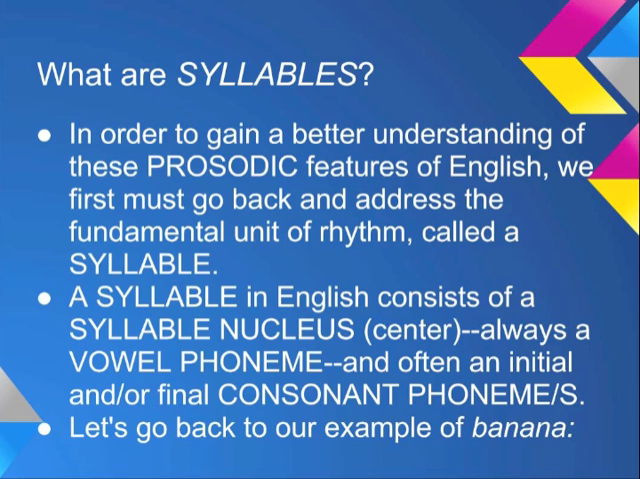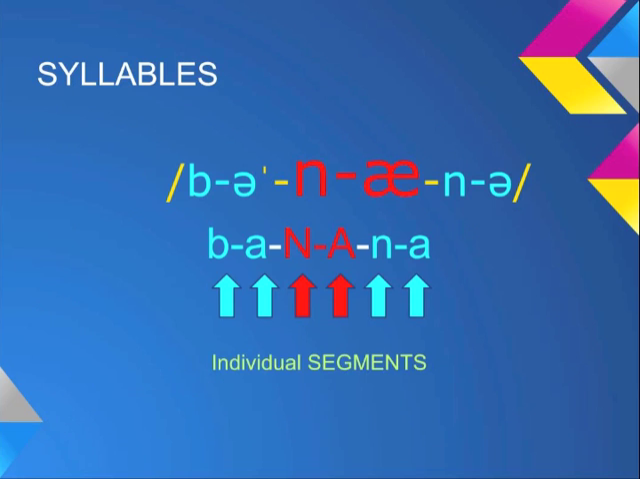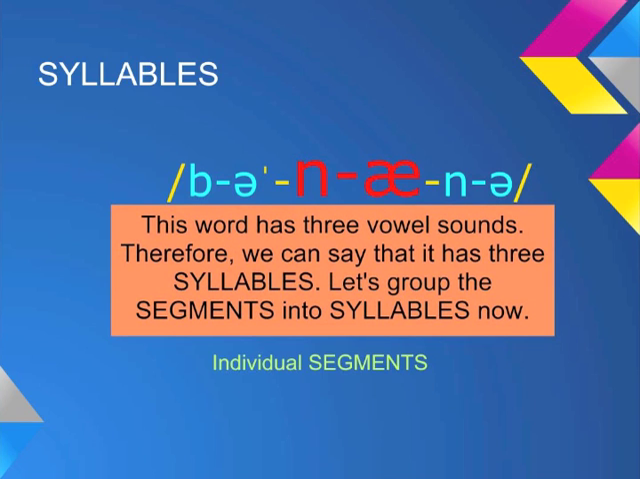Let's go back to our example of banana. Now notice how we will take the segments, and of course thinking about this stressed segment here, this stressed grouping here, and now think of it in terms of syllables. So notice how this word has 3 vowel sounds. Therefore, we can say that it has 3 syllables. Let's group the segments into syllables now.